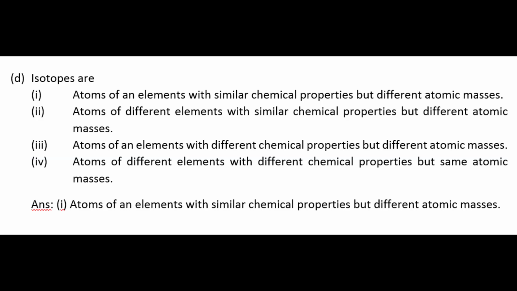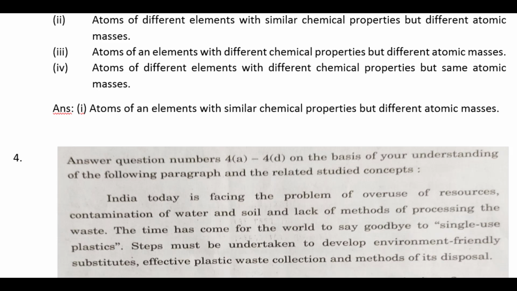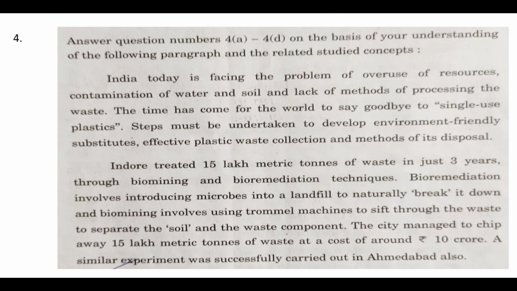We know that isotopes are atoms of the same element with the same chemical properties but different atomic masses. Therefore, the answer will be option 1, that is, atoms of an element with similar chemical properties but different atomic masses. In isotopes, the atomic number is the same but the mass number is different. That is isotopes. Let us proceed to question number 4.